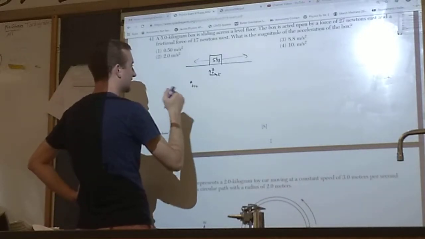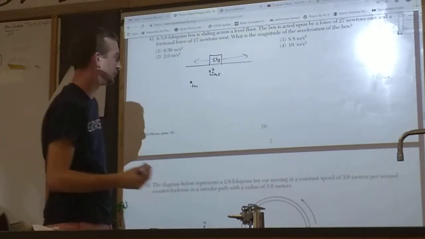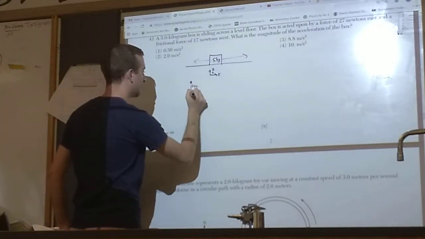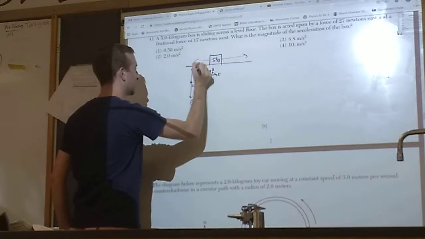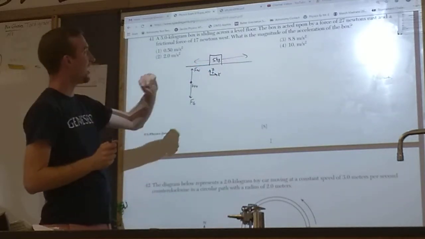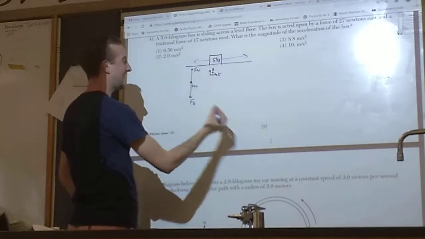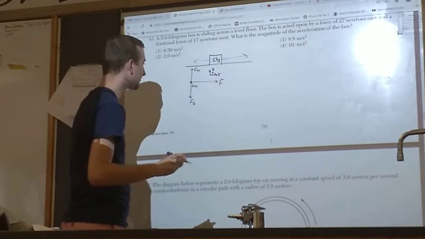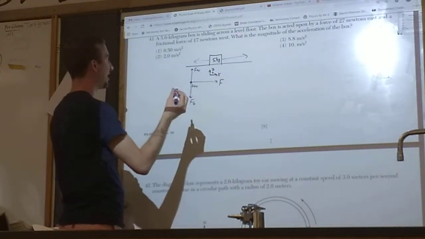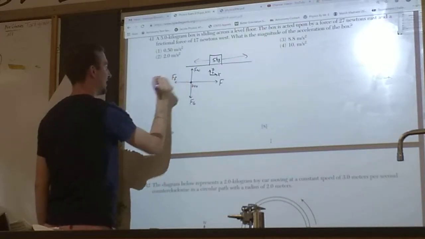So it's a box. We really don't need the forces in the y direction, but I will include them anyways. We do have a force of gravity downward. We have a normal force upward. Those are balanced. That's the last time I'm going to talk about them. We have a force of 27 newtons east. It just says the box is acted upon by this force. I'm just going to call this F. And the force to the west is a frictional force. It's somewhat less. I'm going to call this FF.